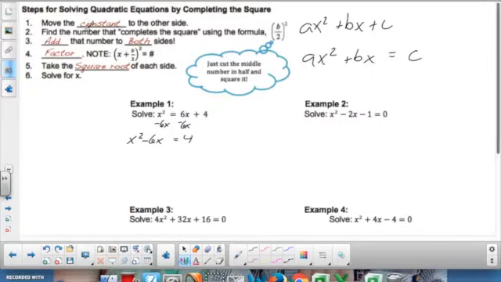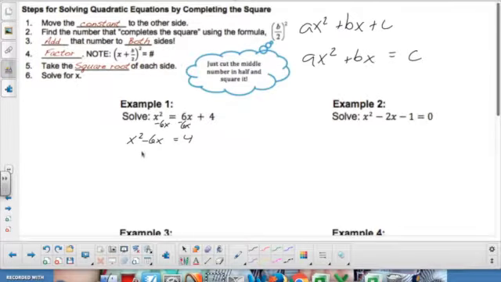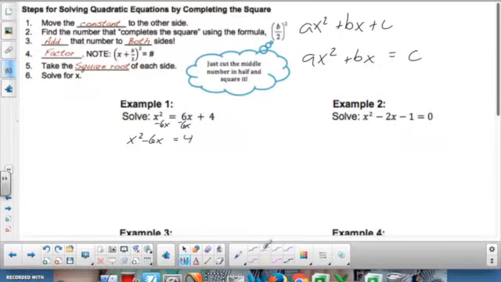Now my first step is complete, and I'm ready to move on to finding the number that completes the square. So the formula says b over 2, and I'm squaring it. In this problem, that b value is -6. So I'm going to go off and do a bit of scratch work and say if my formula is b over 2 squared, then I need -6 over 2 squared. Well, -6 over 2 is -3, and -3 squared is 9.